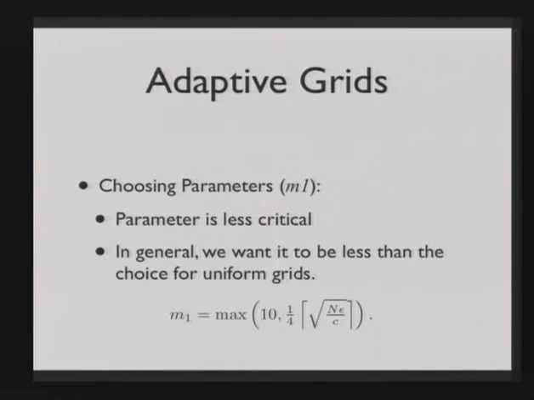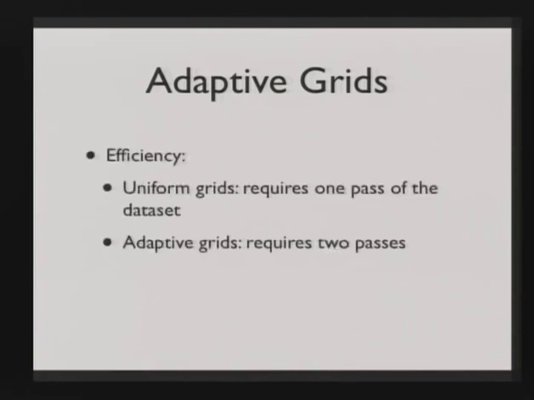And note here that if I do end up overpartitioning or underpartitioning here, then I make up for it when I choose the second level, when I choose M2, because I'm going to have a better idea of my data set at that point, because I'm going to have answers to the differentially private count queries from the first level. So let me talk more about the efficiency of the grid approaches.